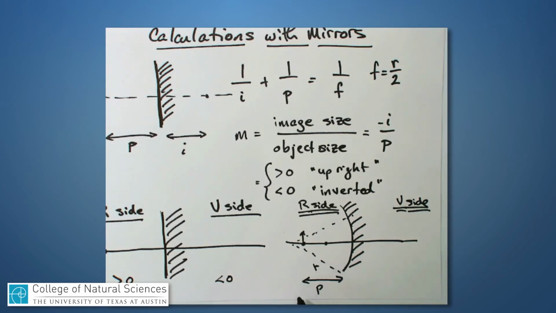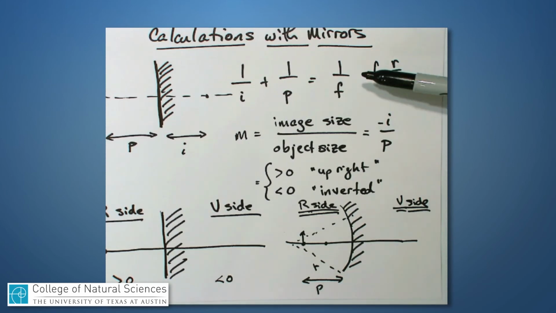Everything that's over on this side is positive, as I said before, since the center of curvature is over on the real side. The radius of curvature will be on the real side. It will be positive as well. So in that case, r is positive and focal length is positive. We'll see other kinds of mirrors for which the center of curvature is over on the virtual side, and it will be a negative number for r, and as a result, a negative number for f.